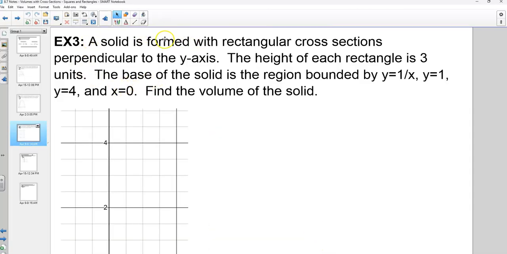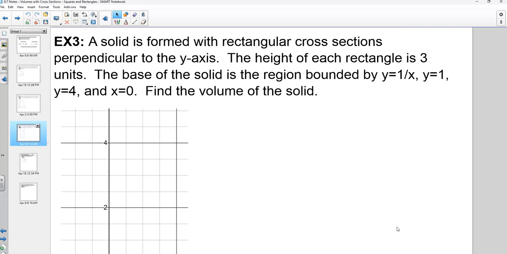So a solid is formed with rectangular cross sections perpendicular to the y-axis. The height of each rectangle is 3 units. The base of the solid is the region bounded by y equals 1 over x, y equals 1, y equals 4, and x equals 0. Find the volume of the solid.